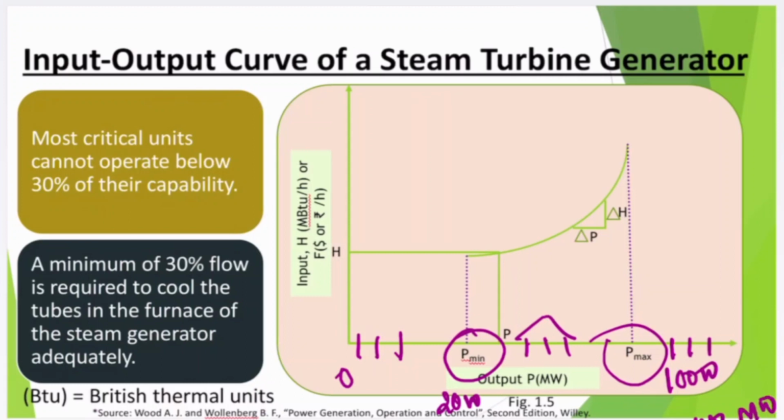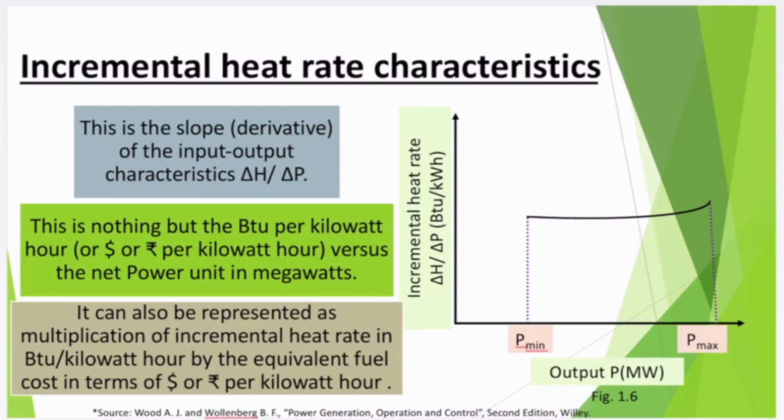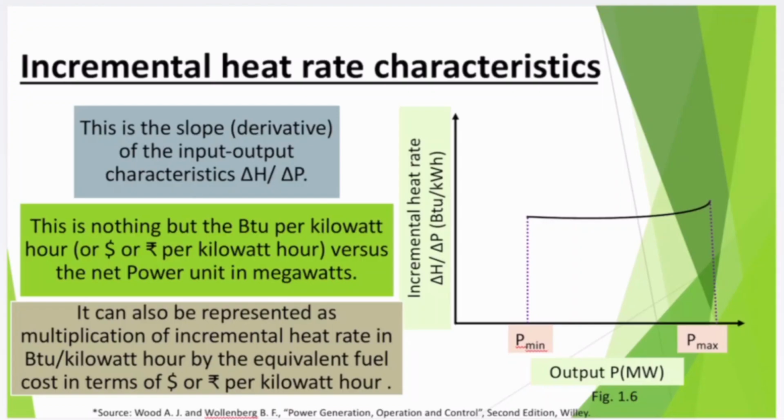All right. Moving to the next one, there is an interesting term known as the incremental heat rate characteristic. What is the incremental heat rate characteristic? It means: to generate one unit of power, how much must the input vary? If you see the y-axis, it clearly shows delta H upon delta P, that is the derivative of H with respect to P, and the x-axis is my P minimum to P maximum. So indirectly it is the derivative of that characteristic.